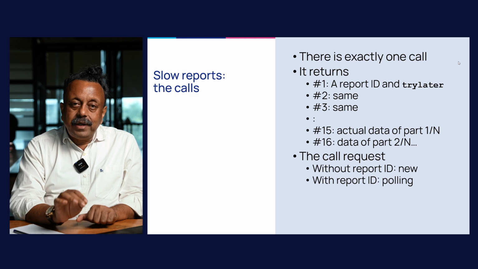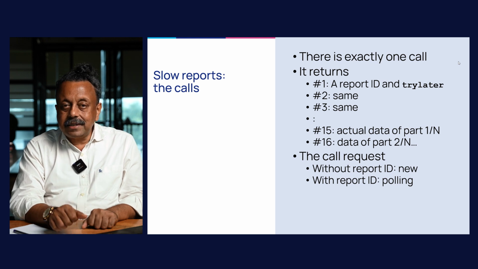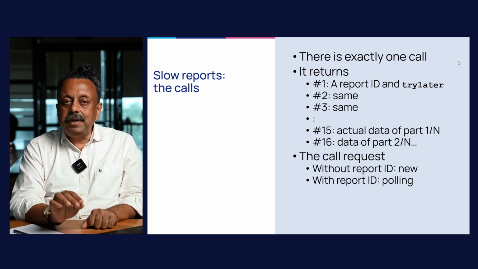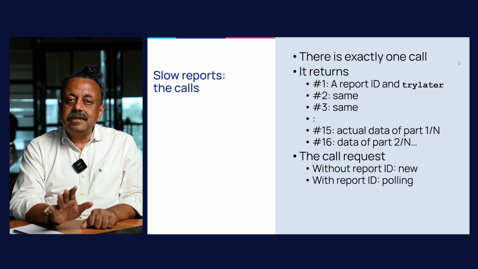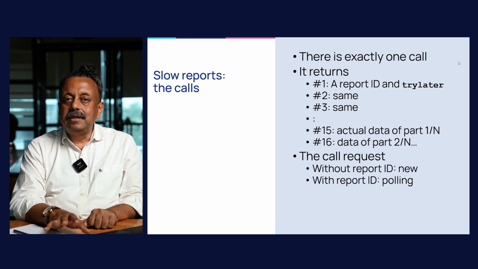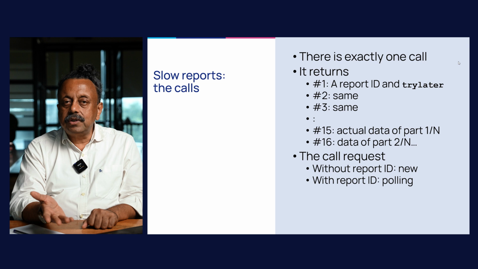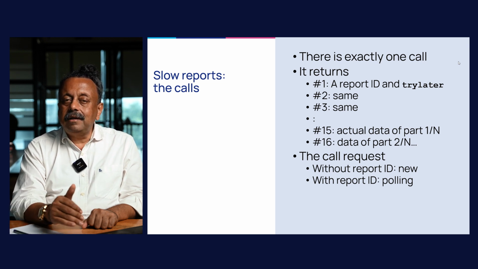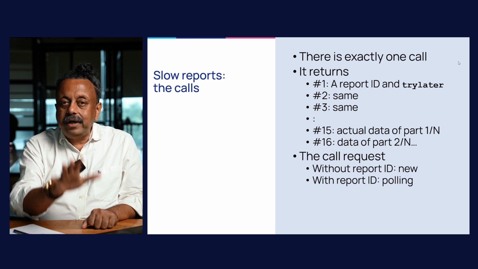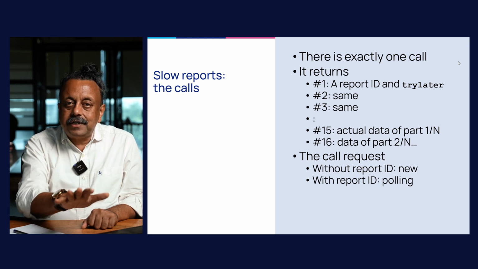Now the request that comes in from the caller to the web service, if it does not contain a report ID, it means a new request is being placed. If it contains a report ID, then the other parameters don't matter, they are ignored, and it means that the caller is simply polling for the status of an existing request. So this is how the web service knows whether this is a polling request for an existing request, or it is a new request which is being placed.